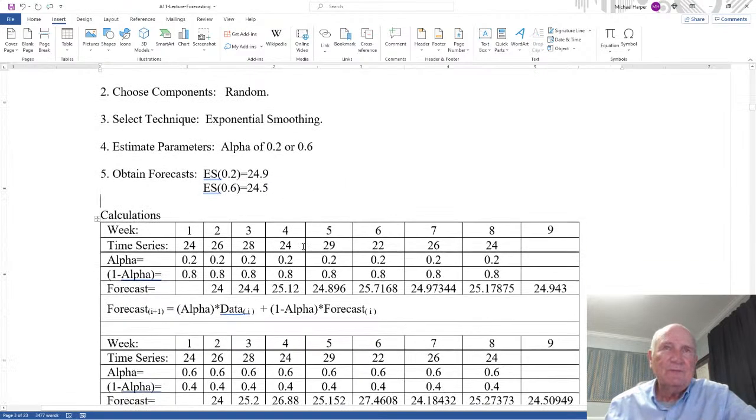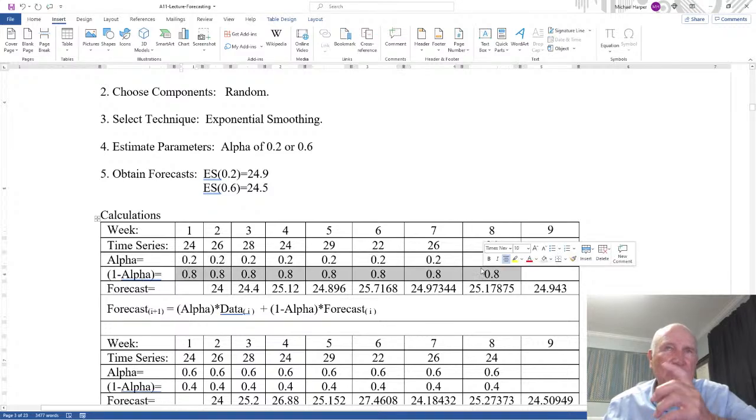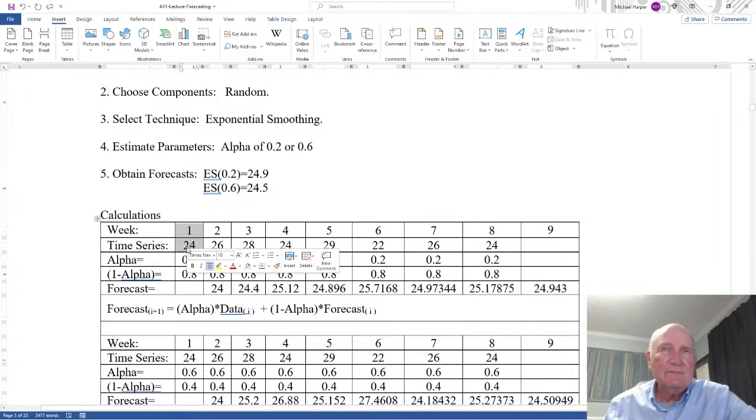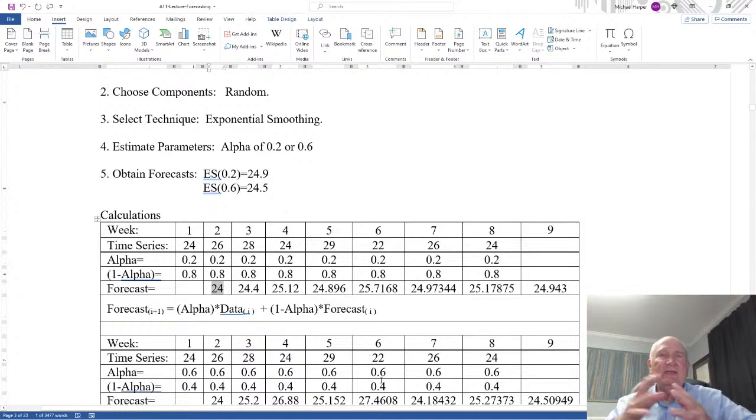Well, how do we get it? Here's our time series. Here's our alpha, 0.2. 1 minus alpha is 0.8, because alpha ranges between 0 and 1. So my forecast here, the data point in the first week is copied as the forecast in the second week. Now that's to get the algorithm started. There are many ways of getting that first forecast. Sometimes it's given, sometimes it's an average, sometimes it's forecasting, sometimes it's regression. For this course, to keep it simple, we'll take the data point in the first time period as the forecast in the second time period.